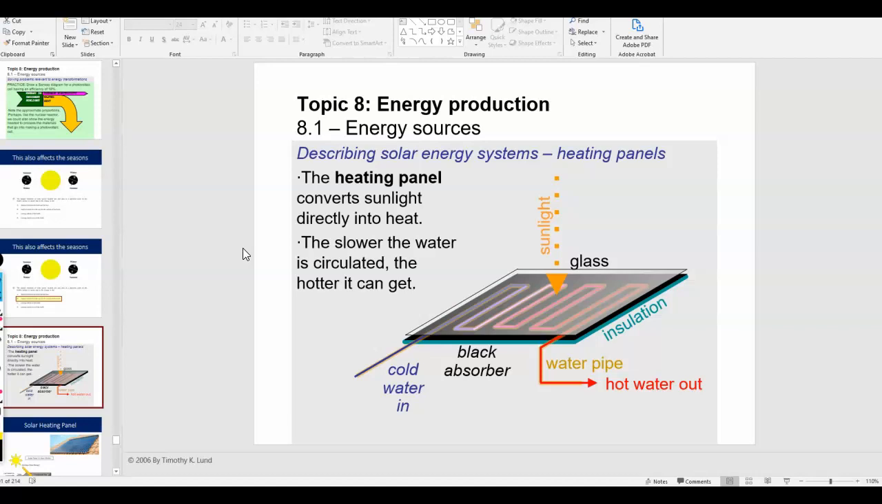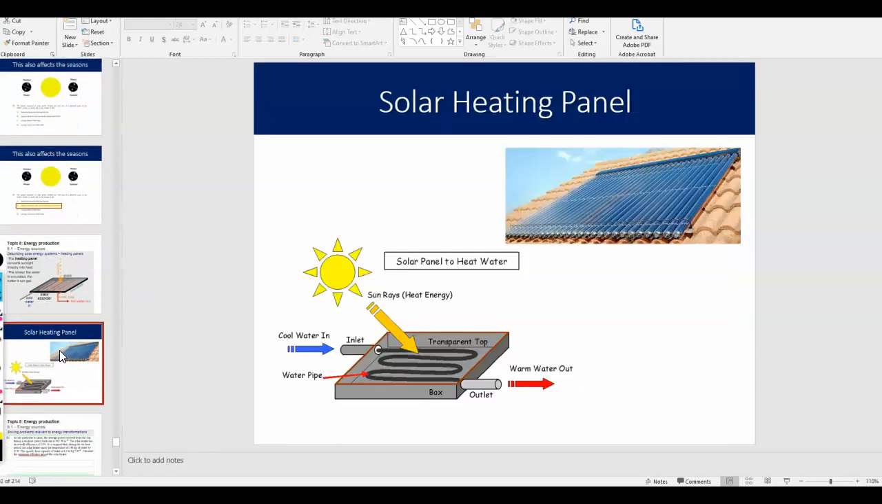Basically, the way it works is you layer some things, like a layer of glass, and on the bottom side you have a black absorber to absorb more of the heat, and you pump water through this system. As the water goes in, it absorbs the heat from the sunlight, and when the water comes back out, you get hot water. When I say hot water, I mean hotter than the cold water that you put in. That's the idea, and this is another picture showing how that works.